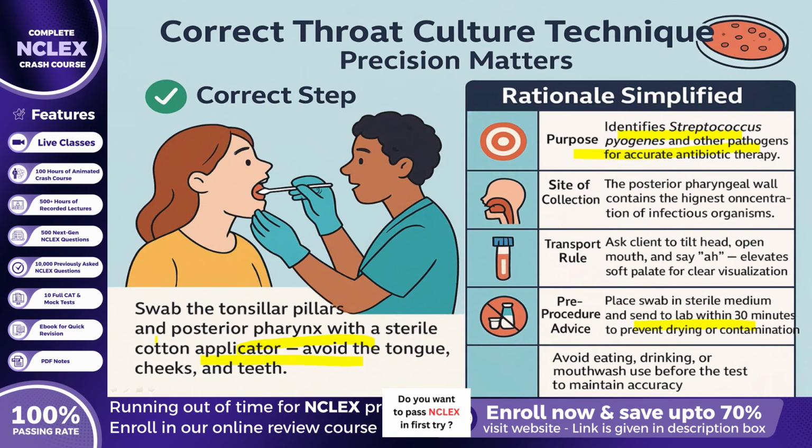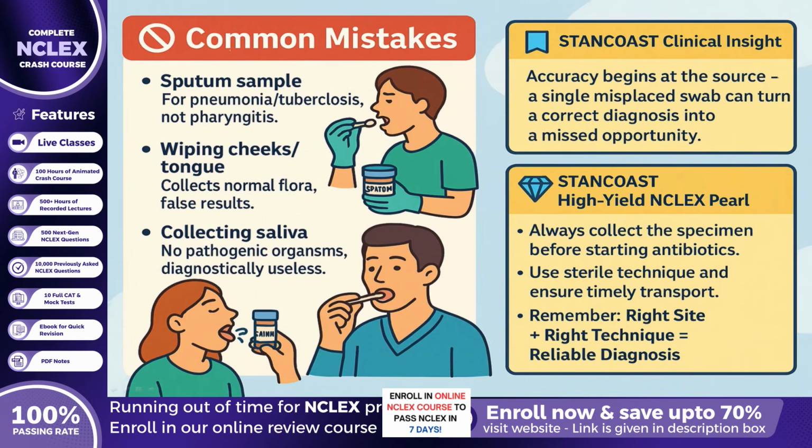Now, let us understand why the other options are incorrect. Option 1, asking the client to expectorate sputum into a sterile container, is inappropriate because sputum comes from the lower respiratory tract and is used to diagnose conditions like pneumonia or tuberculosis, not pharyngitis. Option 2, wiping the tongue or cheeks with gauze, primarily collects saliva and harmless oral organisms, leading to false results.